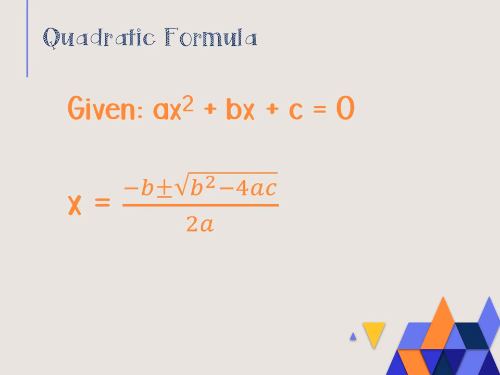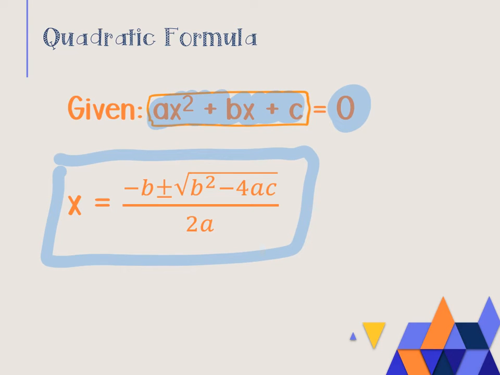This is the quadratic formula. So when you are given it in this format, ax squared plus bx plus c, meaning everything's on one side of the equation and it's set equal to 0, then the a is what's in front of the x squared, the b is what's in front of the x, and the c is the constant that's by itself. And then this is your quadratic formula. Negative b plus and minus the square root of b squared minus 4ac all over 2a.